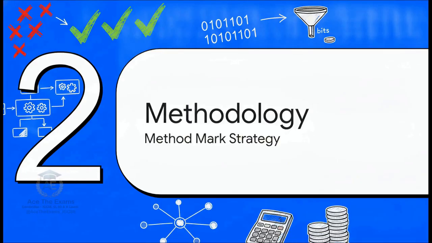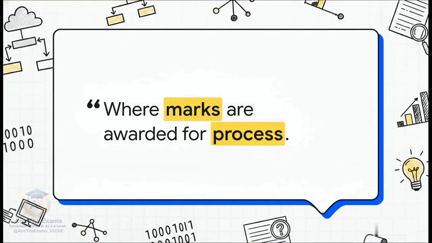Section 2. Methodology and the method mark strategy. Let's see how to secure points even when multi-step calculations get incredibly tough. In computer science, particularly in the advanced 9618 syllabus, you are frequently dealing with algorithmic thinking, binary extractions, and complex network calculations. As this quote highlights, marks are awarded for the process.